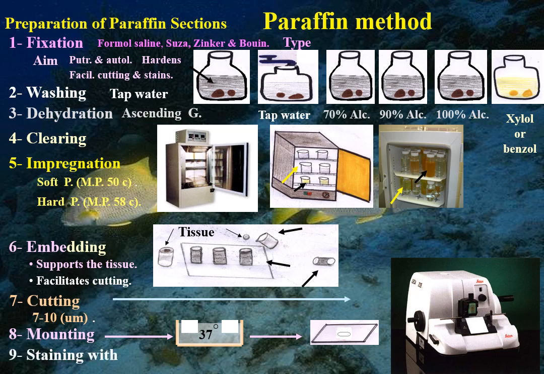Staining. Sections are now ready to be stained. The common stain used is hematoxylin and eosin. Hematoxylin is a basic stain with a blue color, while eosin is an acidic stain with a red color. Structures that accept the blue color of hematoxylin are called basophilic. They are acidic in nature.